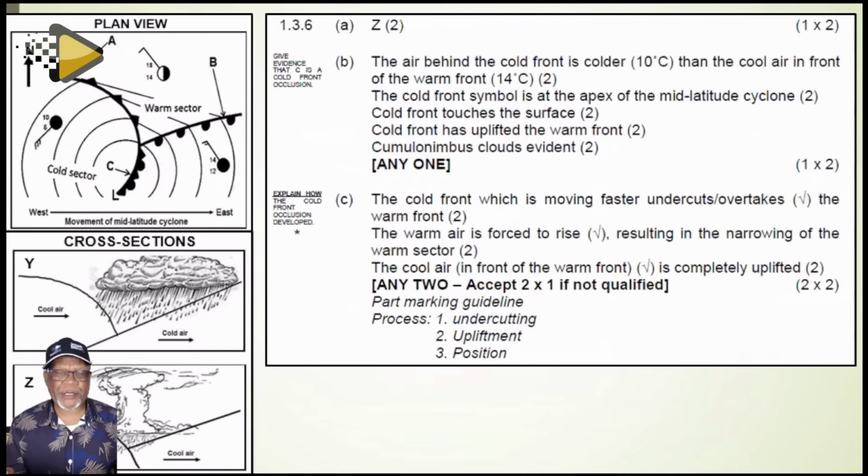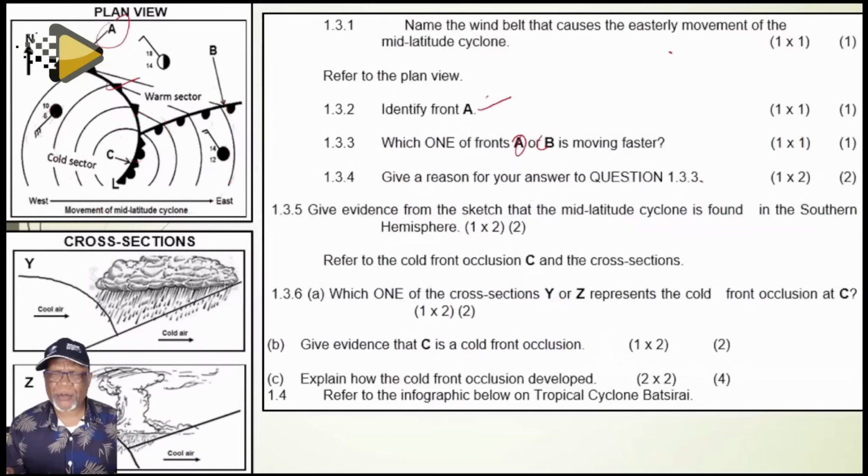Now 1.3.6, what is the question saying there? Which one of the cross sections Y or Z represents the cold front occlusion at sea? So at sea we have cold front occlusion. Now which of the two diagrams shows cold front occlusion? The correct one will be this one at Z. Why this one at Z? Because the cold front is the one that is touching the surface. This one is the warm front occlusion because the warm front is touching the surface.